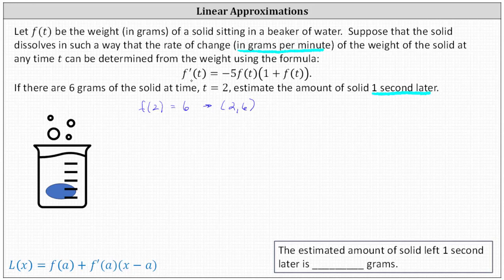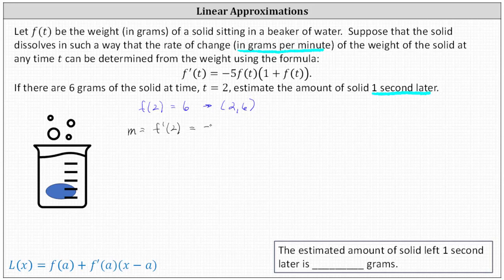The derivative function value f prime of 2 will give us the instantaneous rate of change of the weight with respect to time, or in grams per minute. If we convert this to a rate of change in grams per second, we can then estimate the amount of solid 1 second later, or 1 second after 2 minutes. For the next step, we'll determine f prime of 2, which again is the slope of the tangent line at t equals 2 minutes.